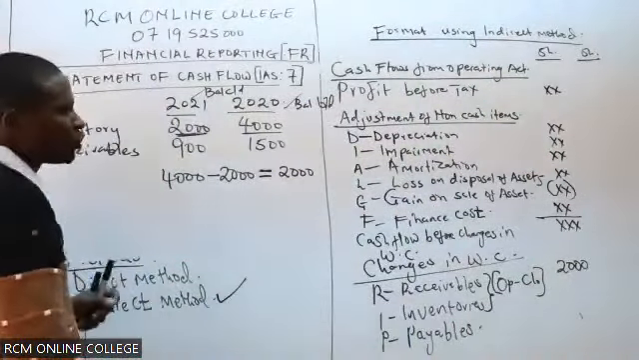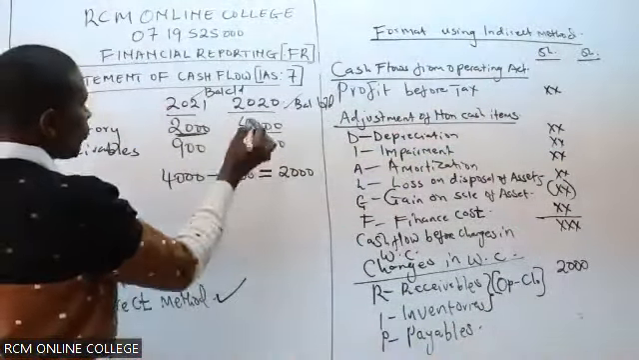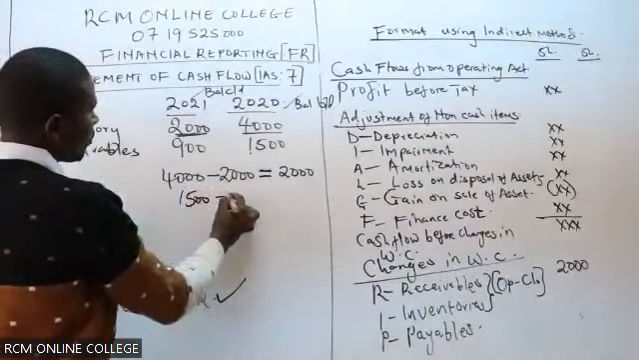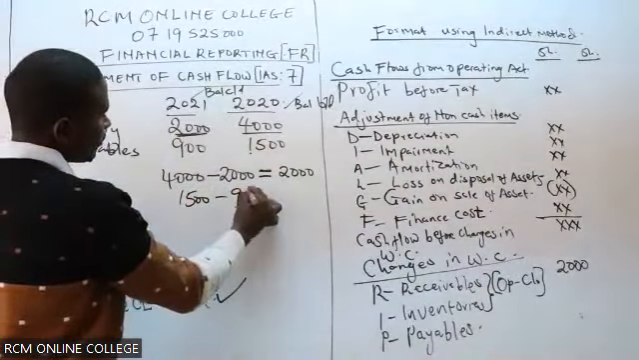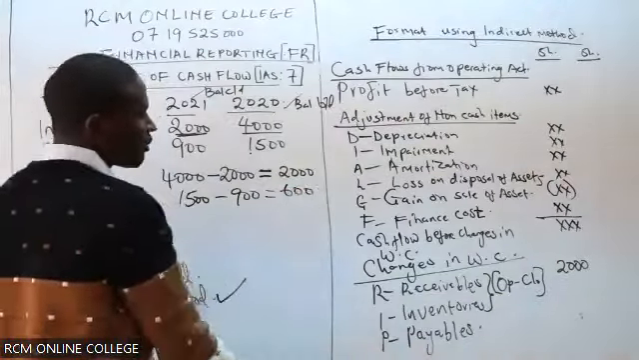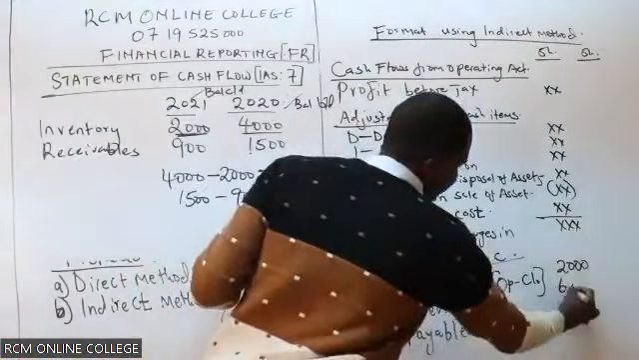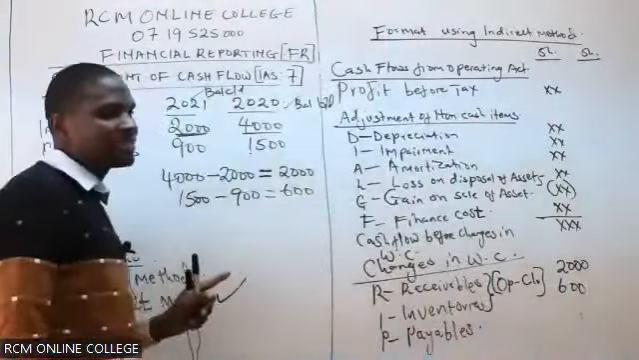So the same case applies to this one. Opening was 1,500 minus 900, so 600. How do you put it? Like that. You put 600, as simple as that.